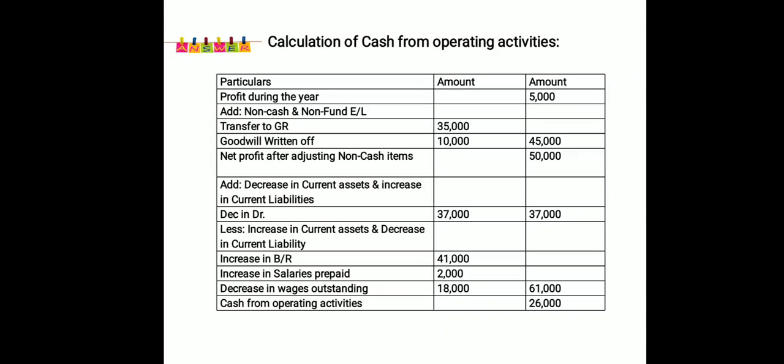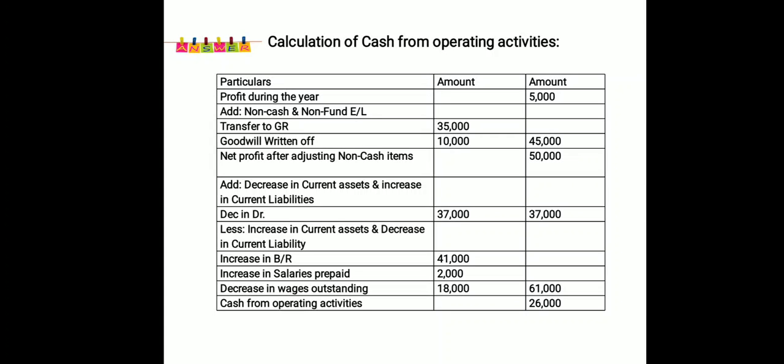So bills receivable was increasing, so we are going to mention it here, because the rule is, increase in current asset, we need to deduct. Same way, increase in salary prepaid, that is also your current asset and it is increasing, so we need to deduct it. And then coming to your current liabilities, decrease in wages outstanding. So these three were your current assets and current liabilities. As per the rule, we need to deduct. So making the total of those, 41 plus 2 plus 18, 61,000 in your outer column of amount.